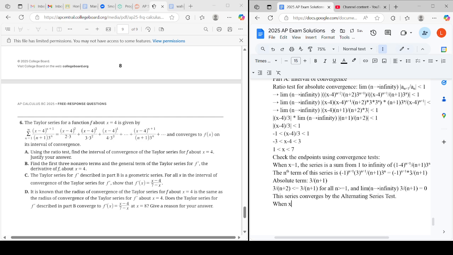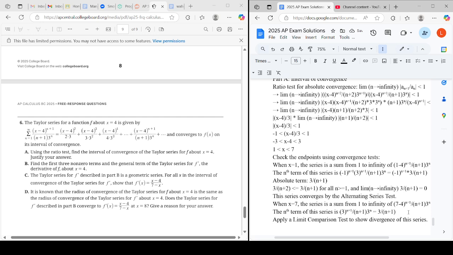So when x equals 7, we can basically copy and paste the statement here, except there's no alternating series. And here we can say the nth term of this series is basically the same, except there's no alternating term. And get rid of this and this. So apply a limit comparison test to show divergence of this series.